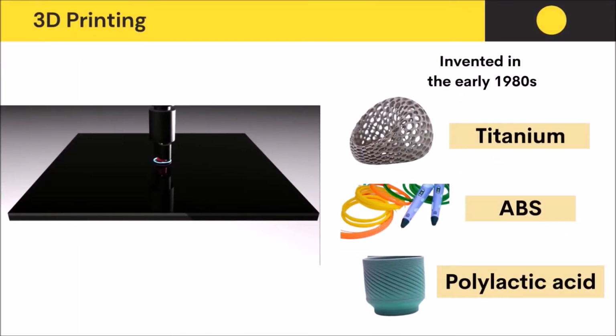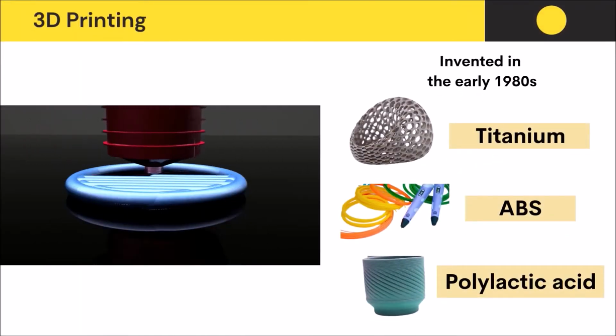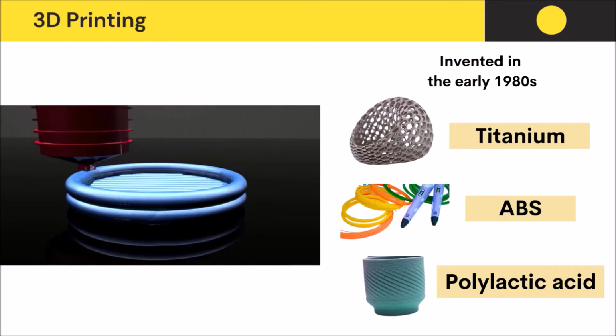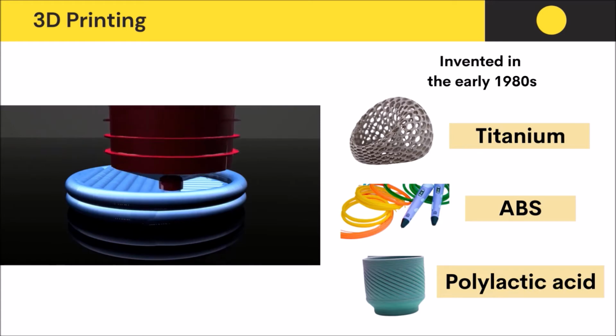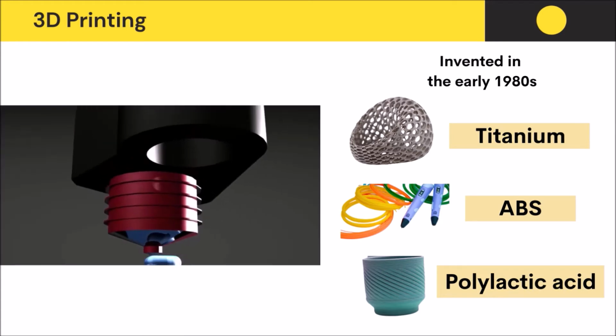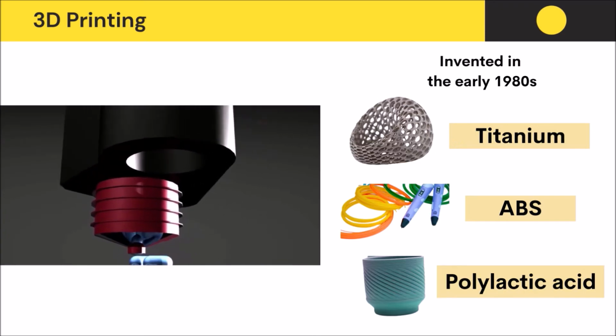3D printing was first invented in the early 1980s, as the design and manufacturing process. 3D printing is a form of additive manufacturing in which the final product is created by layering different materials together. The most commonly used materials for 3D printing are titanium, ABS and polylactic acid.